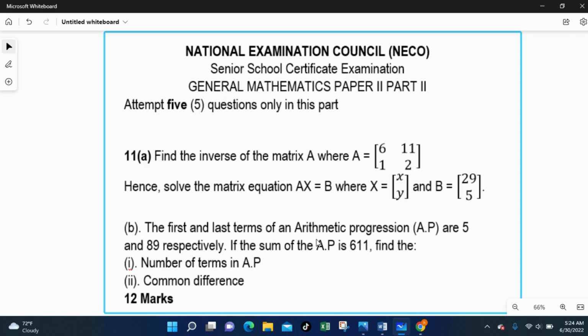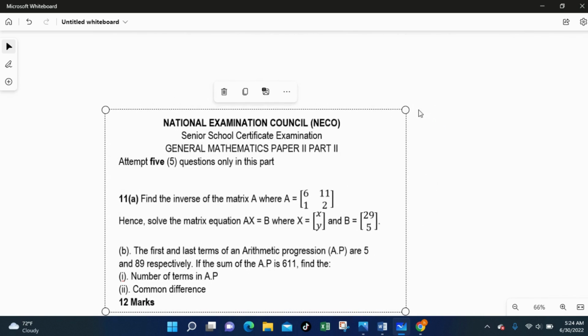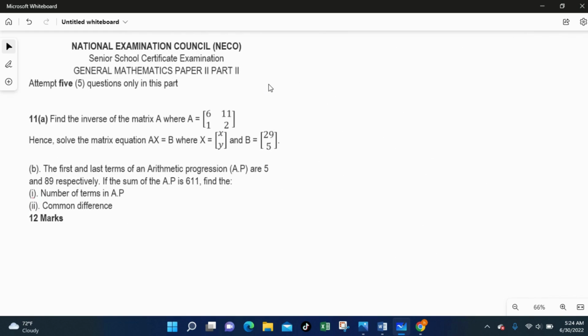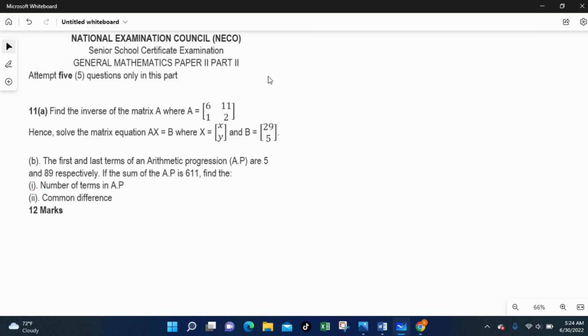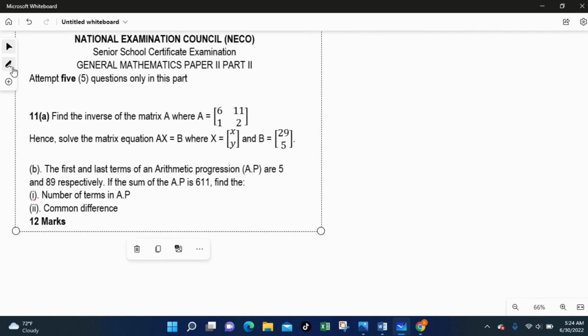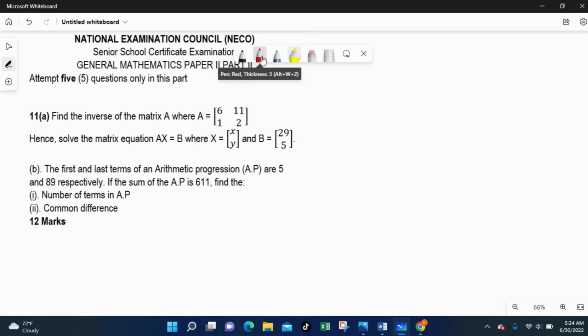The question says the first and the last term of an arithmetic progression (AP) are 5 and 89 respectively. If the sum of the AP is 611, find (a) the number of terms in the AP and (b) the common difference. When given this kind of question, all you need to do is see how you can break down the question using the formula related to solving an arithmetic progression. That's exactly what we are going to do today.